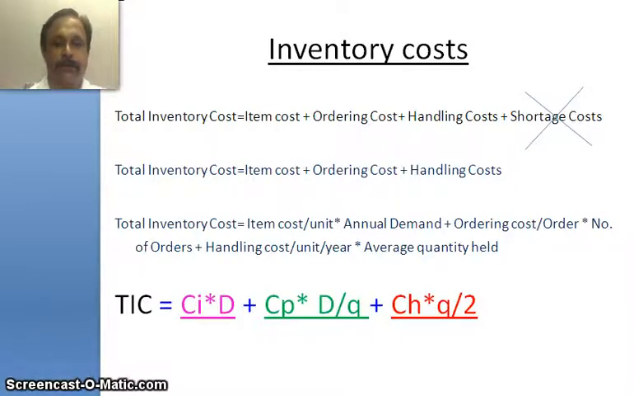Total inventory cost can also be rewritten on a per unit basis. That is equal to item cost per unit, that is CI, into annual demand, that is D, plus ordering cost per order, that is CP, into number of orders, that is D by Q, plus handling cost per unit per year, that is CH, into Q by 2, that is the average quantity held or the average quantity in position.